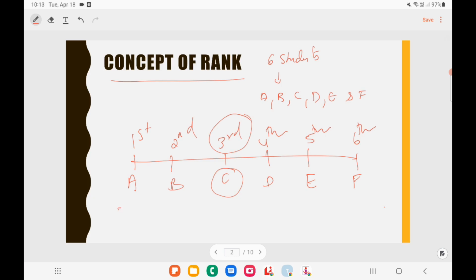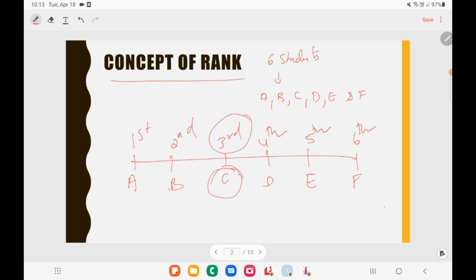Now, if I ask you a question like this, many students will do this: we know that the total number of students in the class is 6 and C's rank is third from the top. So 6 minus 3, they will take 3. They will say that C's rank from the bottom of the class is also 3. This is actually wrong. You shouldn't do it like this. Let me explain why 3 is wrong.